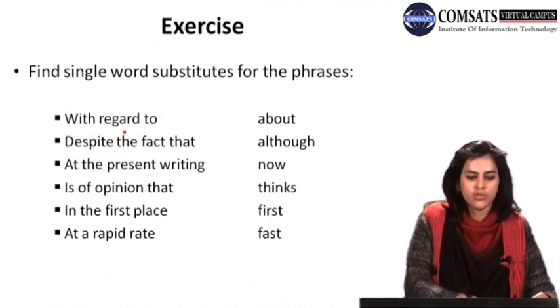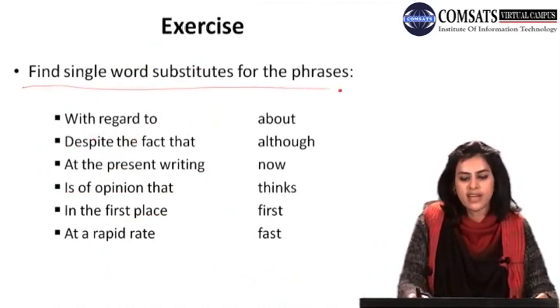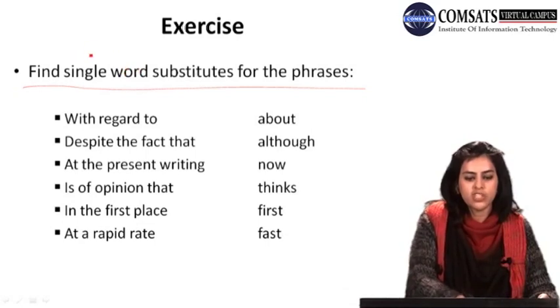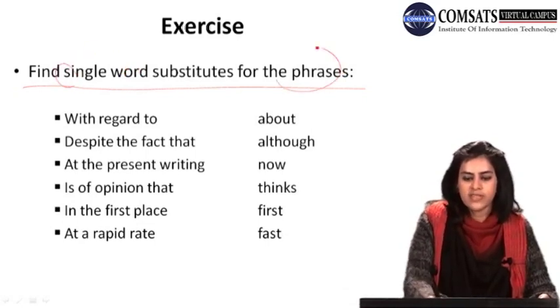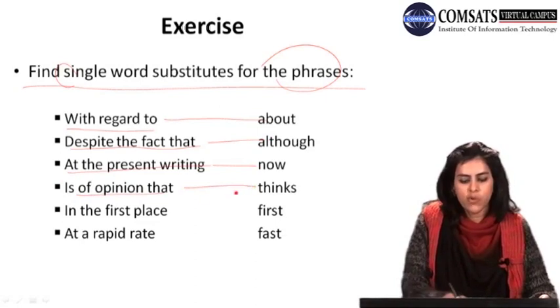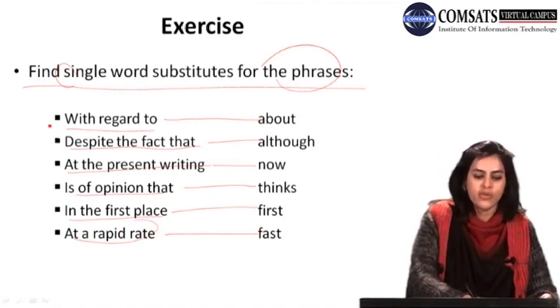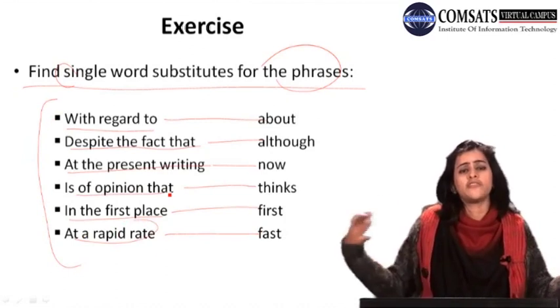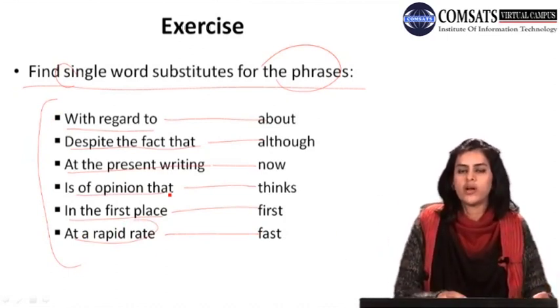Now to work on conciseness, there are some single word substitutes for long phrases. As you can see, with regard to can be replaced with about, despite the fact that can be replaced with although, at the present time can be replaced with now, and is of an opinion that can be replaced with one word, think. In the first place can be replaced with first, and at the rapid rate can be replaced with fast. So this is how you can replace the longer phrases with single words to make your verbal communication sound concise and clear.